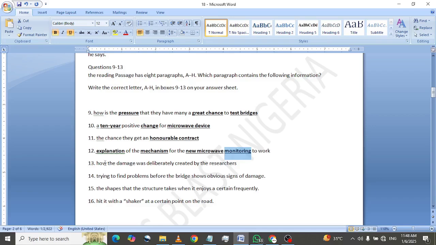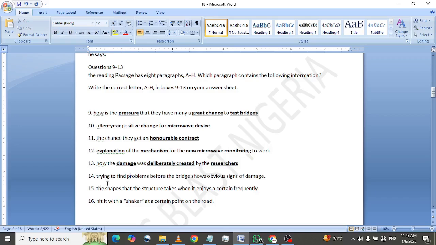The next one, which is question 13, says how the damage was deliberately created by the researcher. So our keyword here is what? Damage. Deliberately created. It is something that they intentionally do. Then it was done by the researcher.